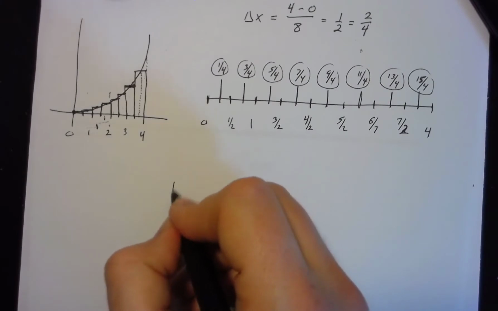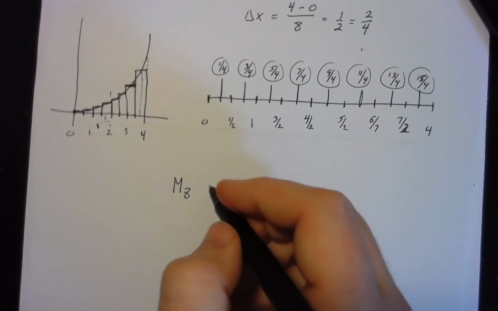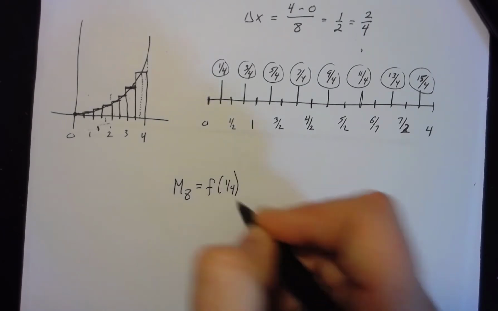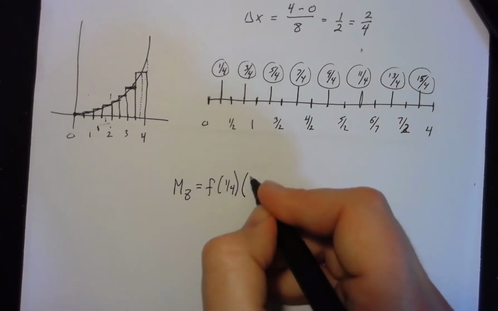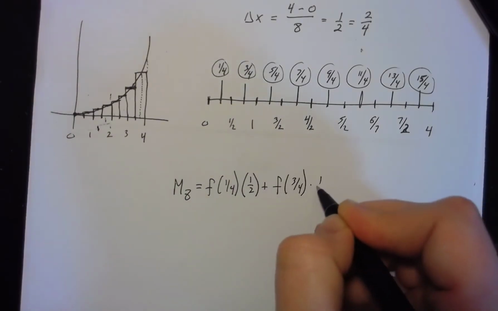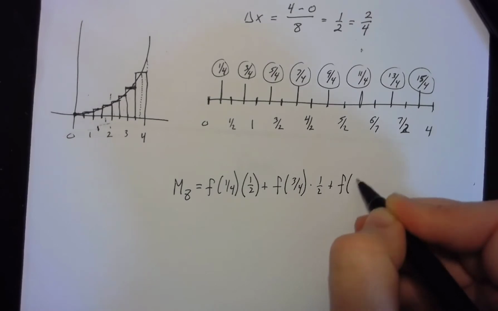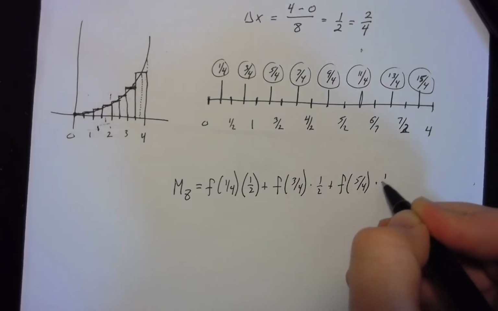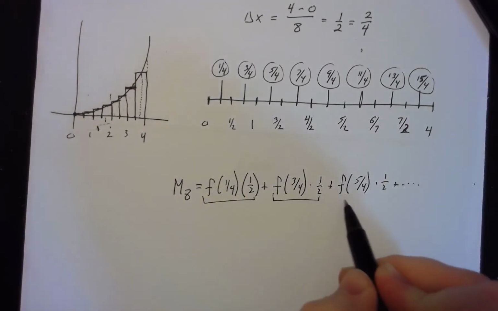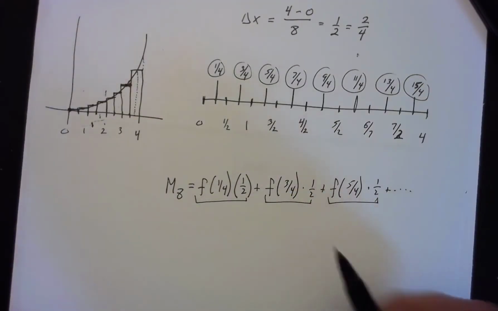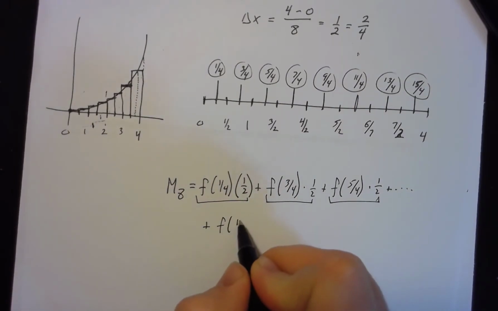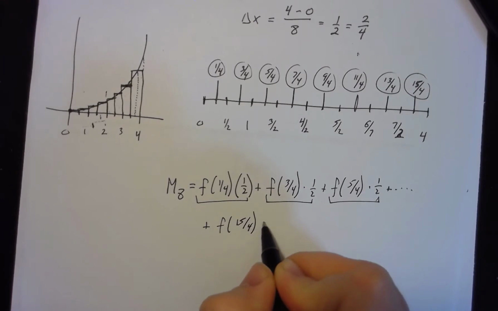But when I do finally evaluate this 8th midpoint Riemann sum as being the function value at 1/4, that's right there, times my delta x being 1/2, plus f of 3/4 times 1/2, plus f of 5/4 times 1/2, and so on and so forth. Again, these being just areas of rectangles, and me just adding up those areas. I'm going to go plus all the way up until I get to f of 15/4 times 1/2.